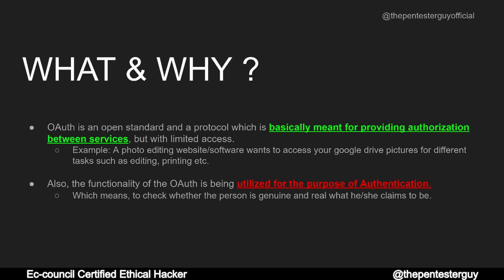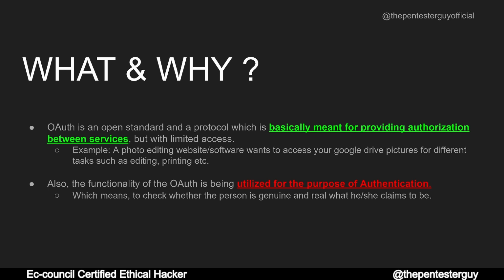Suppose in this case Canva is your application and you want to access the photos that are stored on Google Drive. So OAuth provides the permission to Canva to access photos from Google Drive, and the permission is limited in the sense that only photos can be accessed, not the contacts or other backup details. Also, the OAuth functionality is utilized for the purpose of authentication, which means that one can verify that someone is authentic and real, what they claim to be.